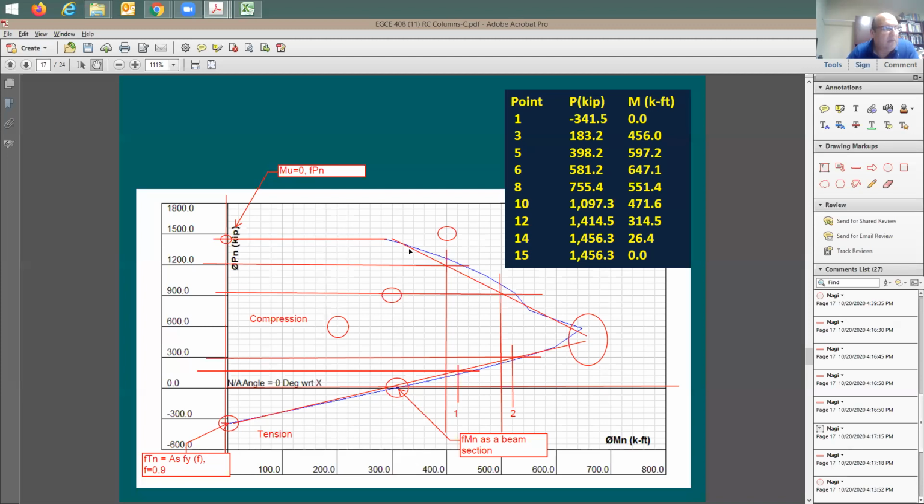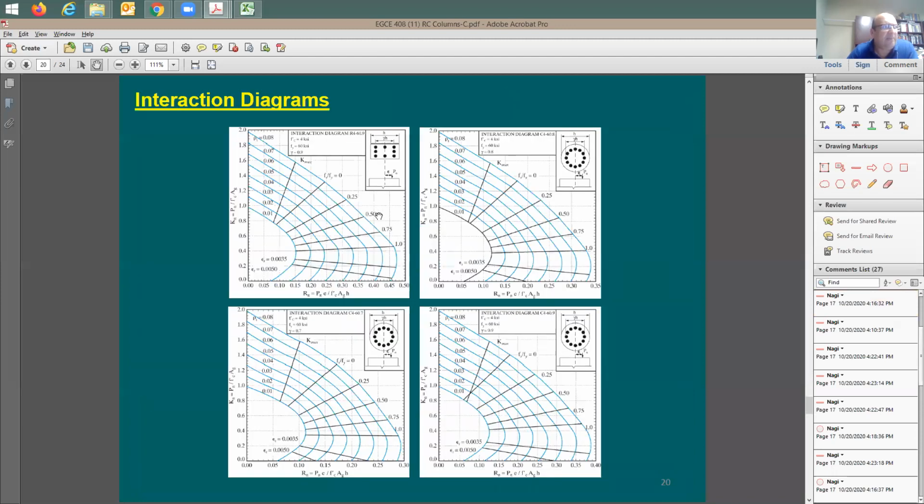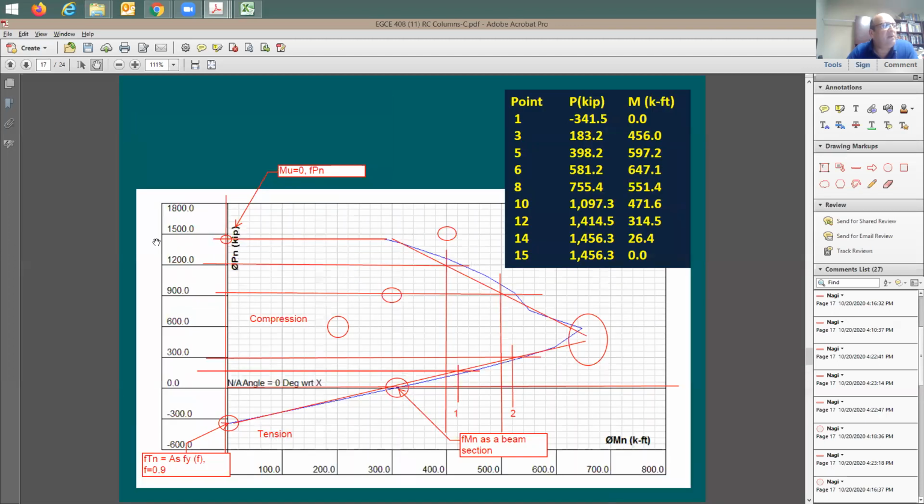Isn't that where the concrete is working and then the steel begins to take the load? Okay, let me clarify this to you. Let's just jump a little bit to the second interaction diagram. Where is this flat part? I don't see it, correct? Do you see this flat part on the top? No. Where is this flat part on the top?